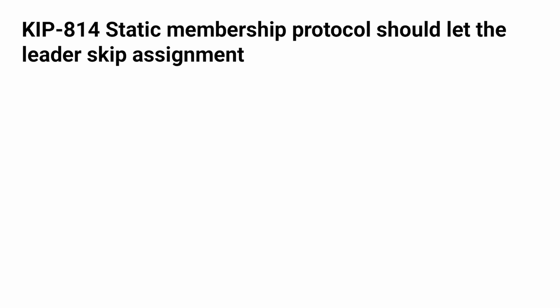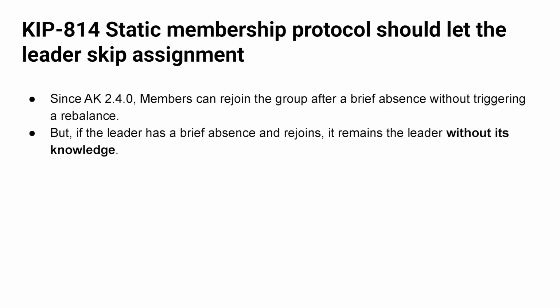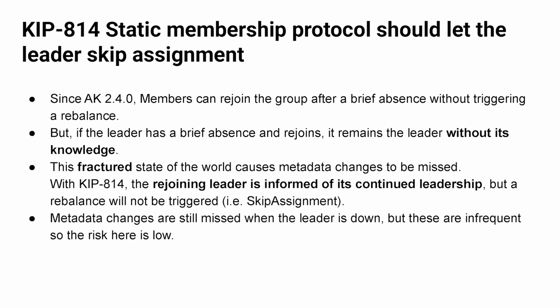And wrapping up our Kafka Core updates is KIP 814. This change makes metadata more consistent across a Kafka cluster in the event that a leader leaves and rejoins a group while static membership protocol is enabled. Before this change, a leader was allowed to be absent for a short time and rejoin the group while remaining the leader, but it was never informed that this happened. With this change, the functionality isn't affected. The leader can still leave, rejoin, and remain the leader, but it's now informed of its continued leadership.